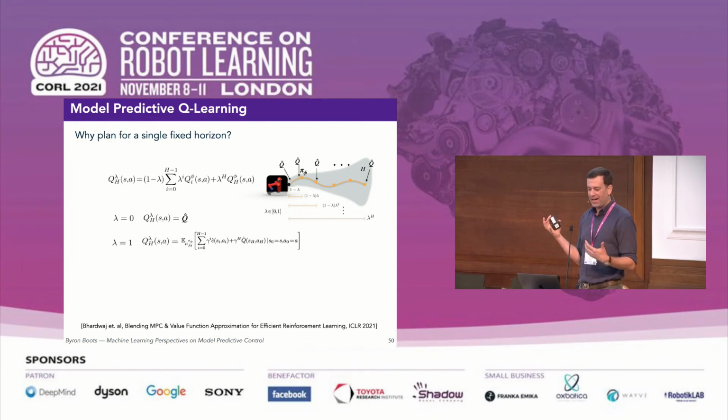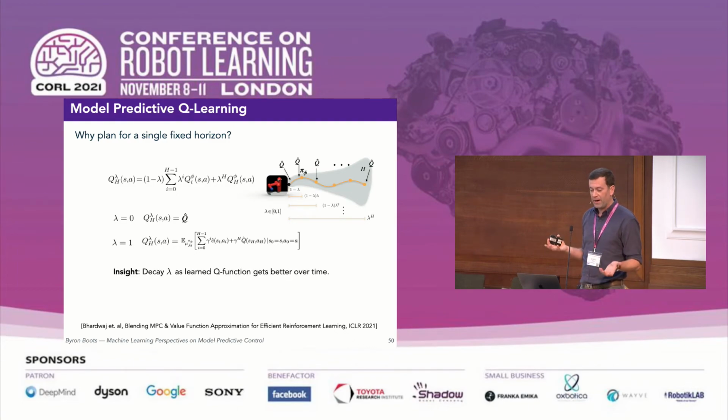We can further see that by basically changing this lambda, we can tune the horizon length in different ways. So, for example, when lambda equals 0, the algorithm reduces to only using the learned Q function. There are no model rollouts. And when lambda equals 1, we're going to recover just our standard MPC algorithm with the Q function at the end. And anything in between allows us to smoothly interpolate between these two extremes.